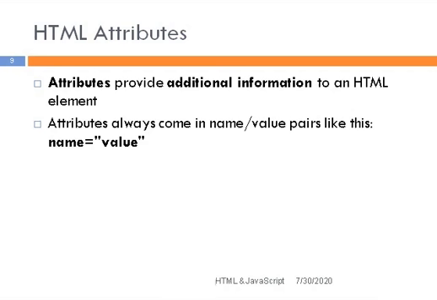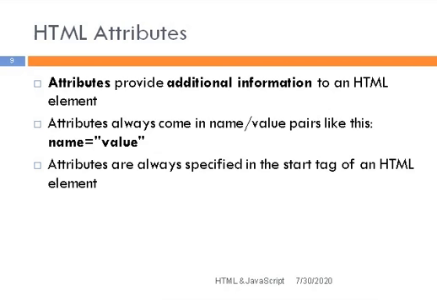Now we will see what are the attributes. Attributes provide additional information to an HTML element. Means we can add some information to the HTML element using the attributes. Attributes always come in name value pairs like this. Name is equal to, in inverted commas, value. Attributes are always specified in the start tag of an HTML element. Please keep this in mind. This is an important line. Attributes are always specified in the start tag of an HTML element.